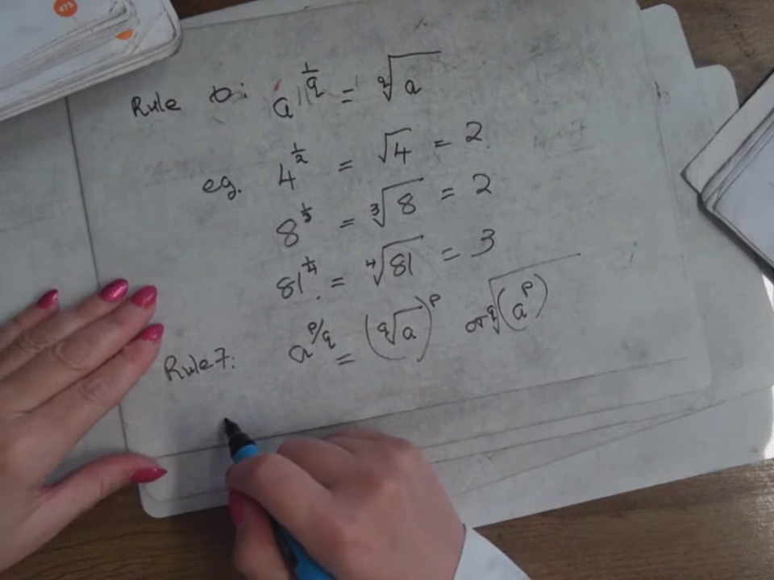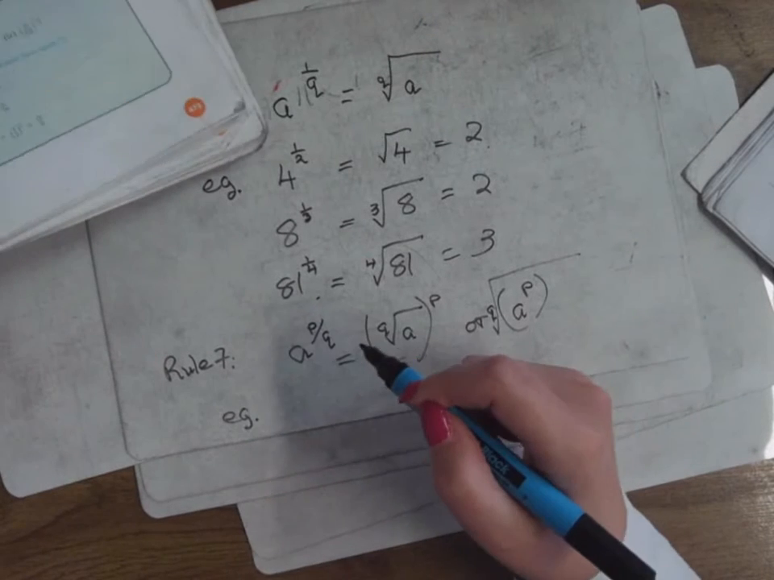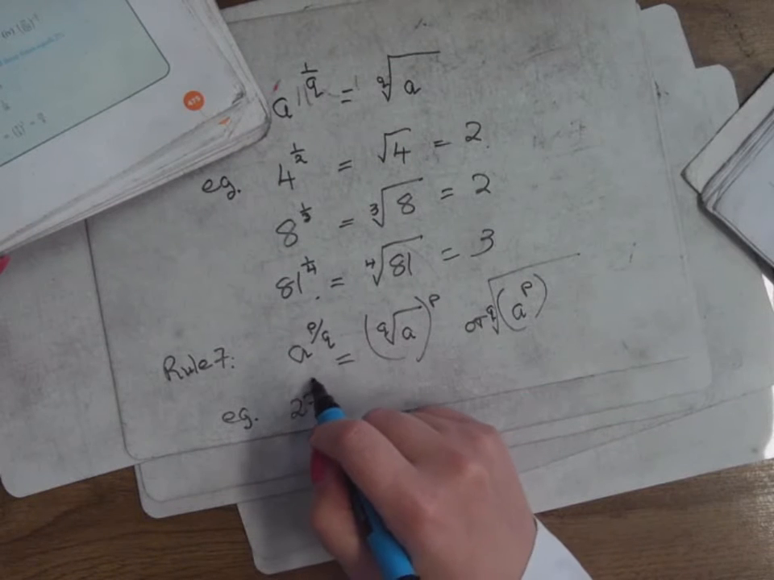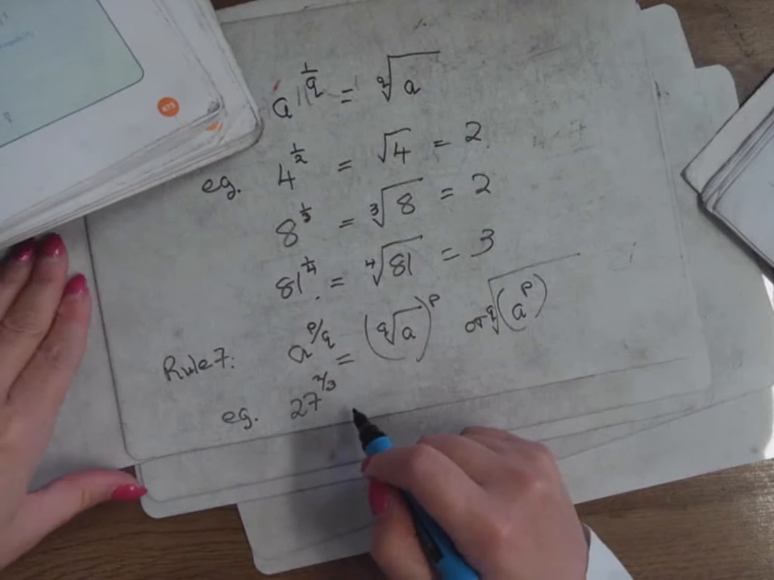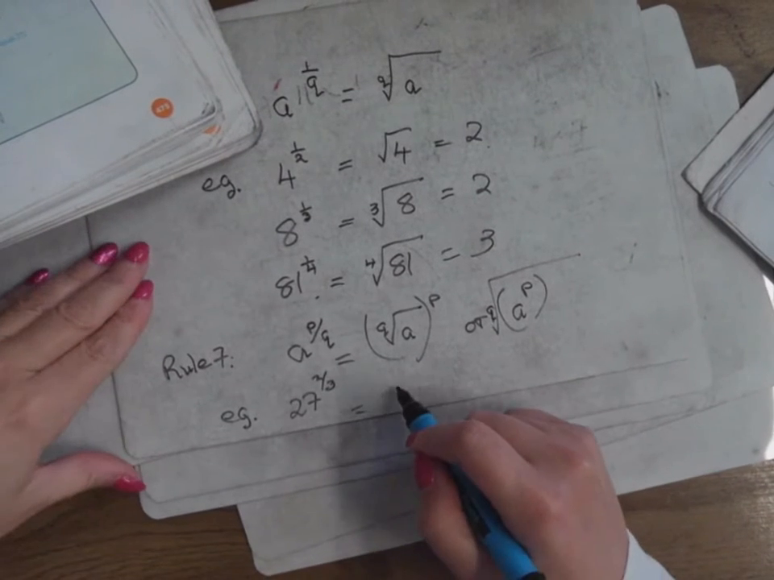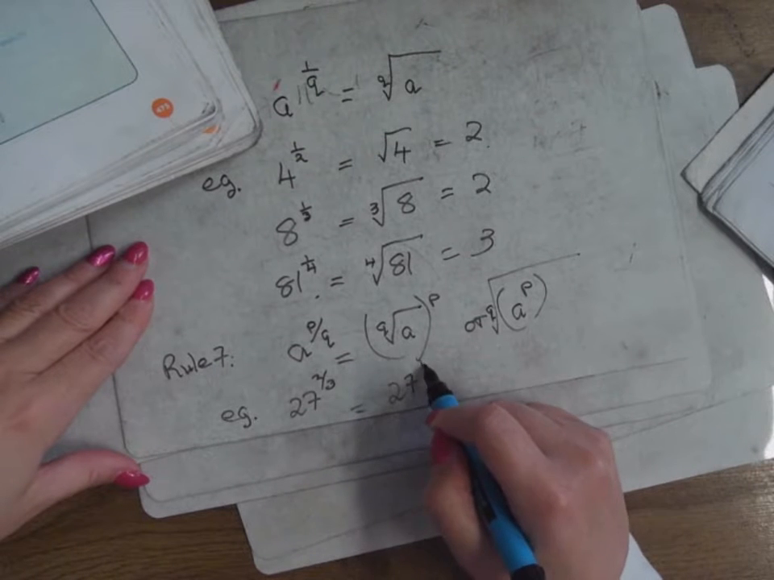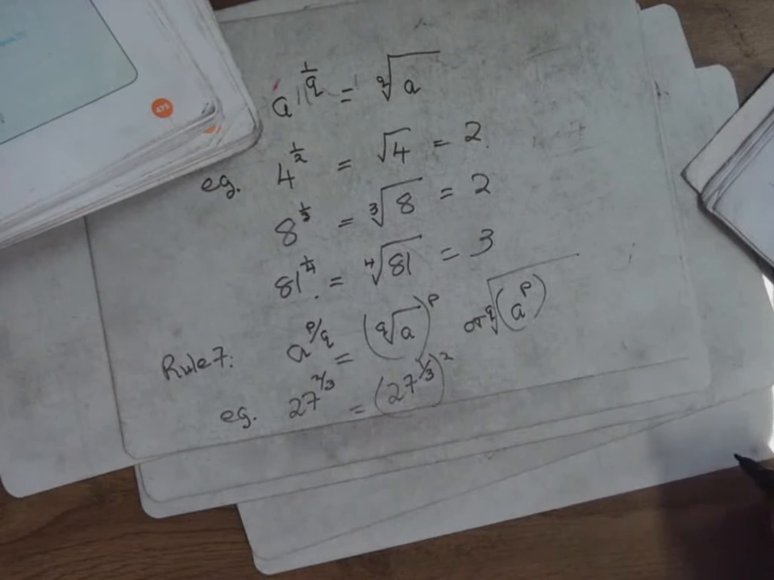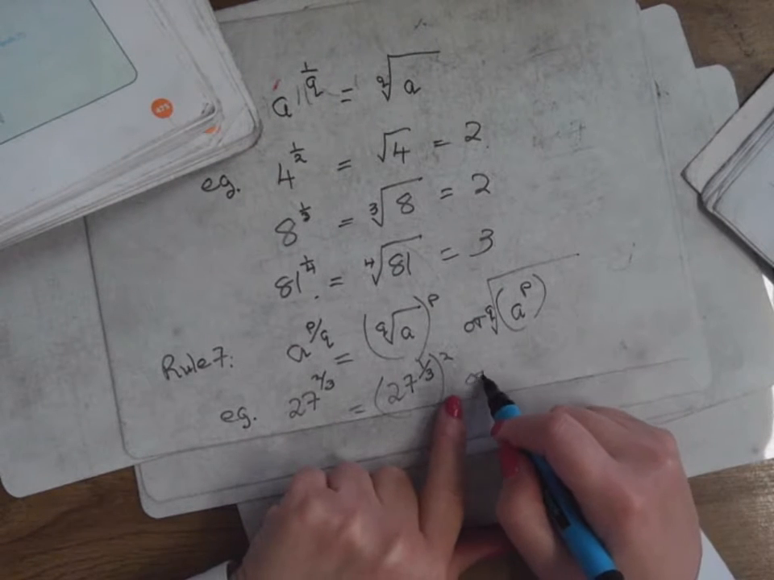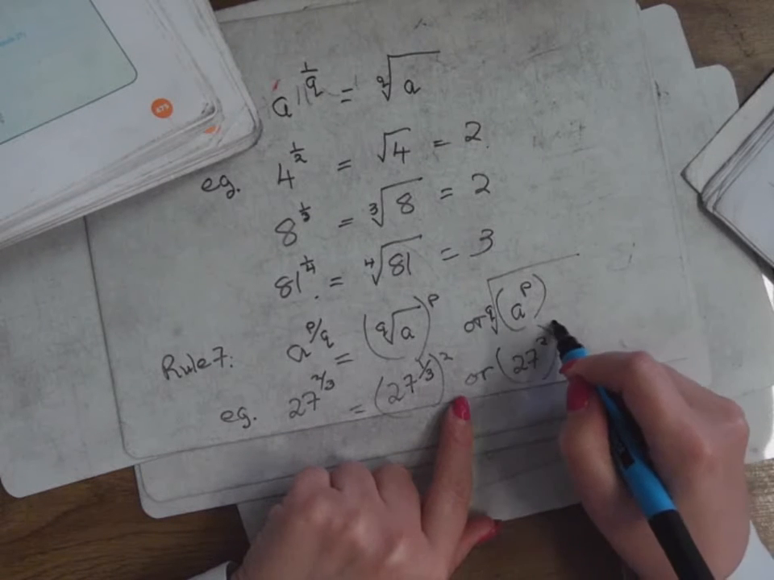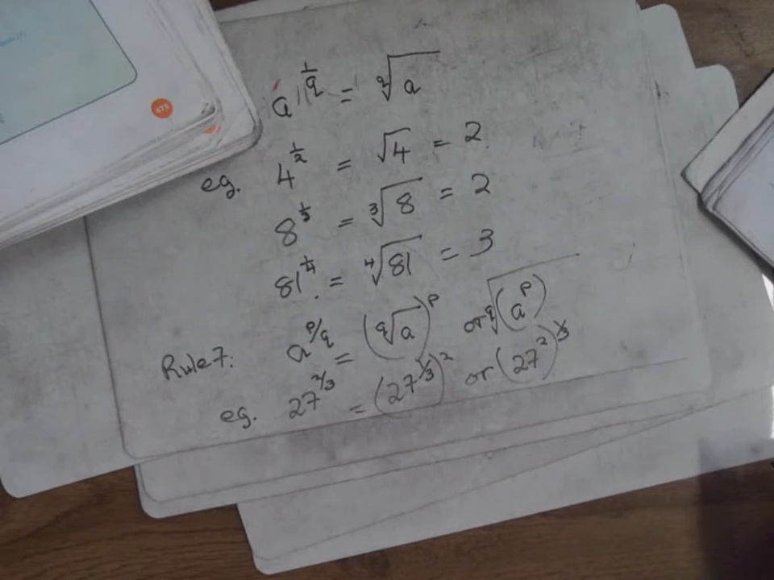For example, if I have 27 to the power of 2/3. You can do 27 to the power of a third all to the power of 2, because raising a power to a power you multiply. Or what you can do is 27 to the power of 2 first, all to the power of a third. It's the exact same thing, and obviously you can key it into the calculator, but we're learning the rules.